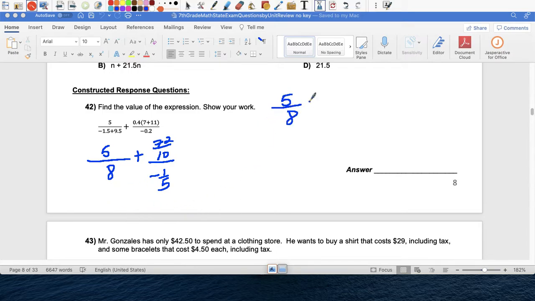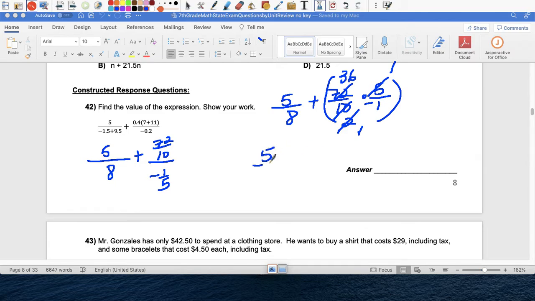That's 5/8, and then 72 over 10, right? I'll put that in parentheses. We're going to divide, or multiply by the reciprocal, which is 5 over negative 1, because this is division. Can I simplify this? Yeah, that becomes 1, that becomes 2. 2 divided by 2 is 1, this becomes 36, and all that becomes negative 36. So 5/8 plus negative 36, and my final answer would have been negative 35 and 3 over 8.